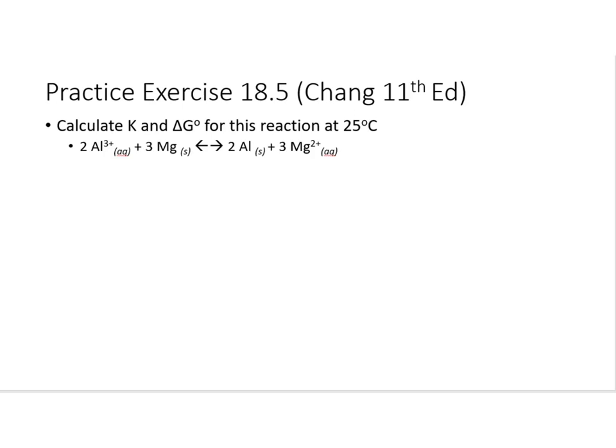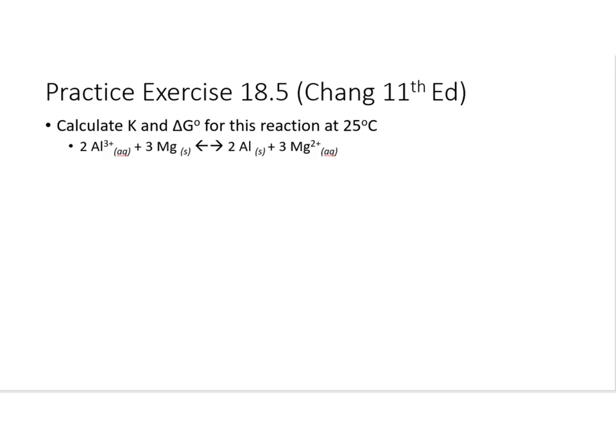So this is a practice exercise from your textbook. It says calculate the equilibrium constant and the Gibbs free energy at standard conditions for this reaction at 25 degrees. And that's all it gives you. You might feel like at first, I don't have a whole lot else. Now on the AP test, you'd probably have to be given one other thing. The textbook didn't give it to you because they're assuming you have the textbook.